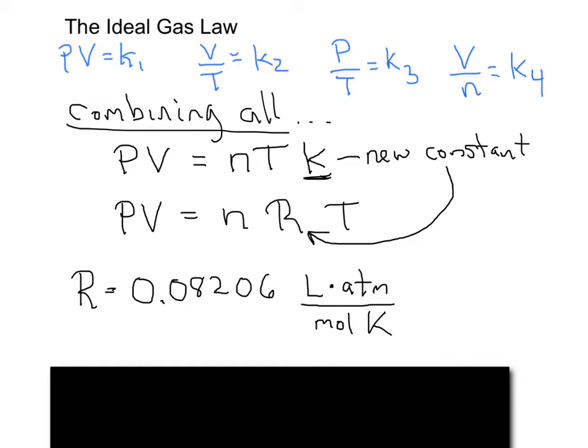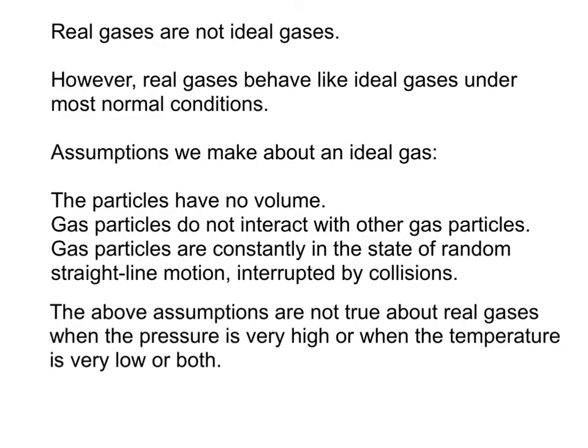Okay, let's take some examples of these last 2 gas laws. Before we do these examples, we've talked about this in class a little bit, that real gases are not actually ideal. Real gases behave like ideal gases under most normal conditions. The assumptions that we make about ideal gases are that the particles have no volume, and the gas particles do not interact with other gas particles. So they don't tend to stick to each other or repel away from each other. When they interact, it's much like two ping pong balls. They just have an elastic collision and go about their way. And lastly, gas particles are in constant random straight line motion, only interrupted by collisions.